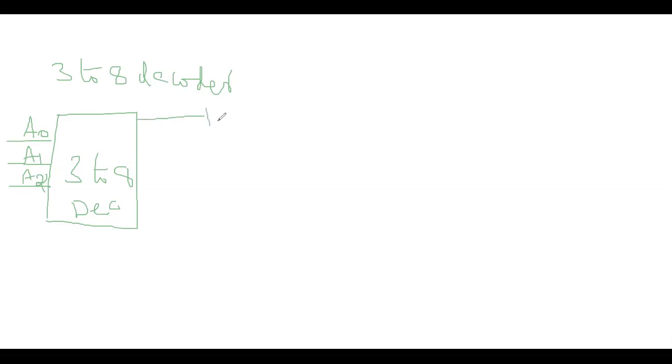The outputs are D0, D1, D2, D3, D4, D5, D6 and D7. So these are the outputs we have in the 3 to 8 decoder.